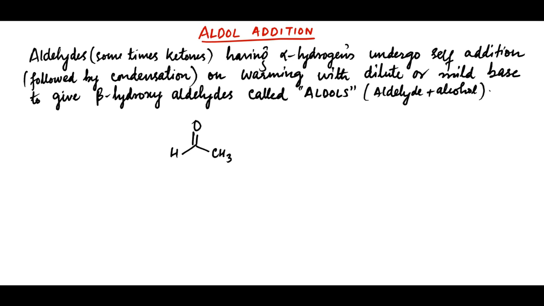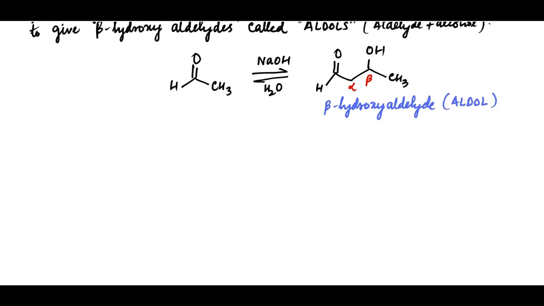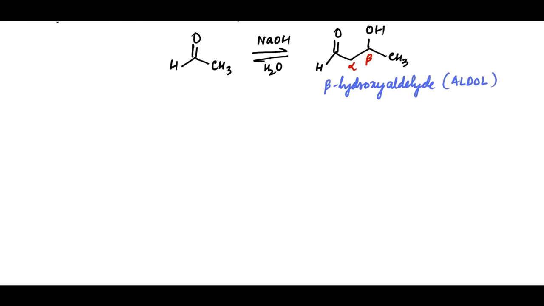For example, acetaldehyde, in the presence of sodium hydroxide base, undergoes self-addition to give 3-hydroxybutanal. The hydroxyl group is located specifically at the beta position, relative to the carbonyl group. The product of an aldol addition reaction is always a β-hydroxyaldehyde or ketone.